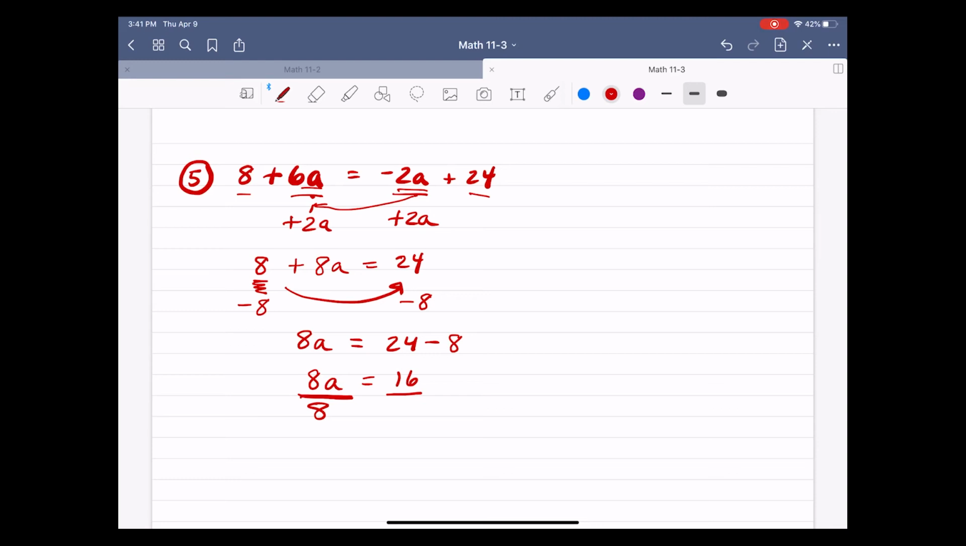If I divide the left, I have to divide the right. Remember, this line stands for division. That fraction always indicates a division problem. 8 divided by 8 is 1. 1 times a is a equals 16 divided by 8 is 2. So our answer is a equals 2.